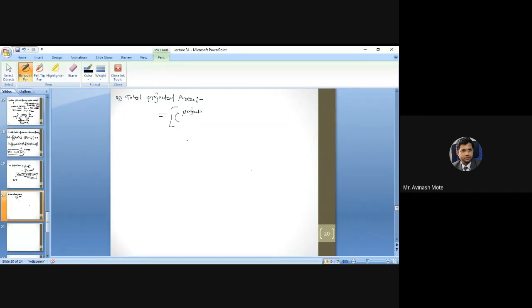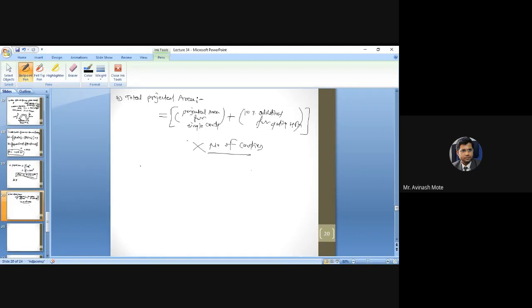Projected area for single cavity plus 10% additional area for the gating system. And this entire quantity is multiplied by the number of cavities.